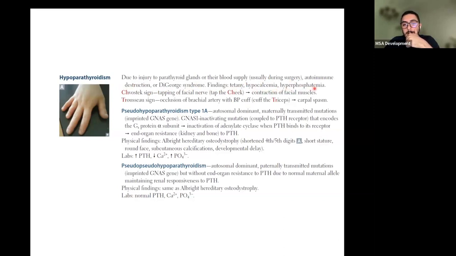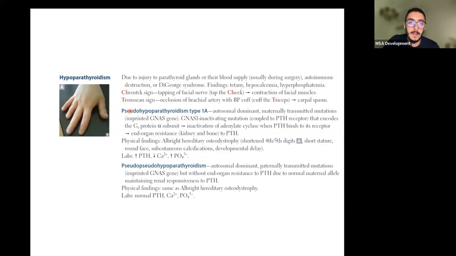Hypocalcemia and hyperphosphatemia because there is no PTH. The function of PTH is literally the opposite of these. No PTH, what will happen? Instead of hypercalcemia, you'll have hypocalcemia, and instead of hypophosphatemia, you'll have hyperphosphatemia. Two signs related to tetany: Chvostek sign and Trousseau sign.